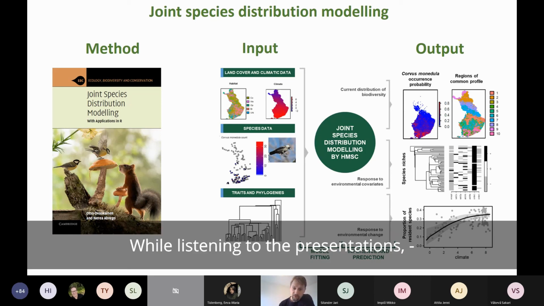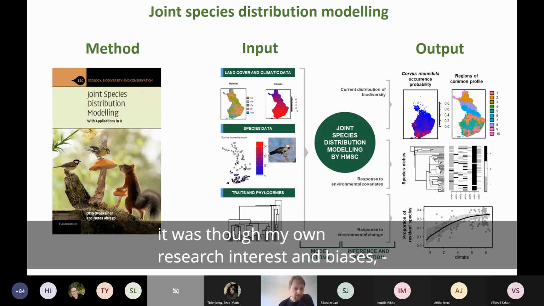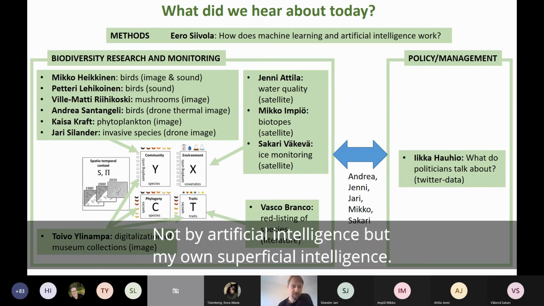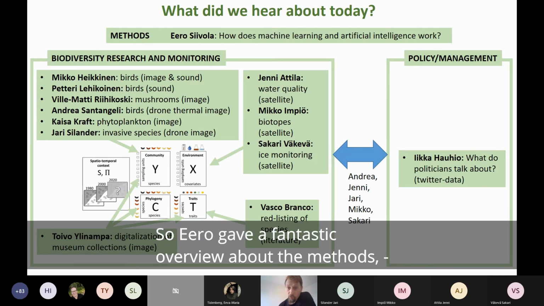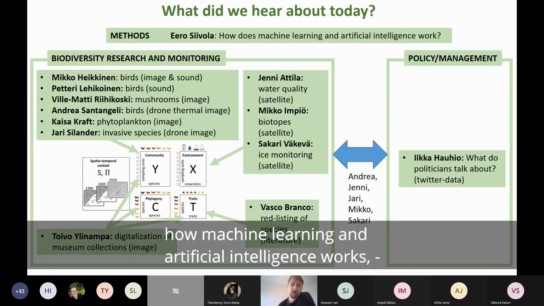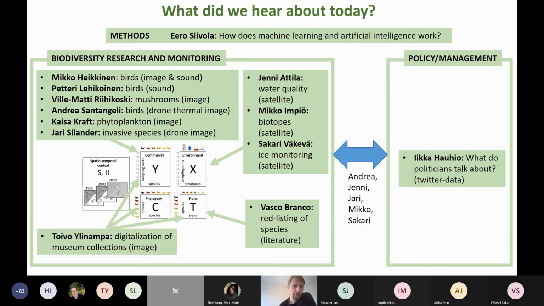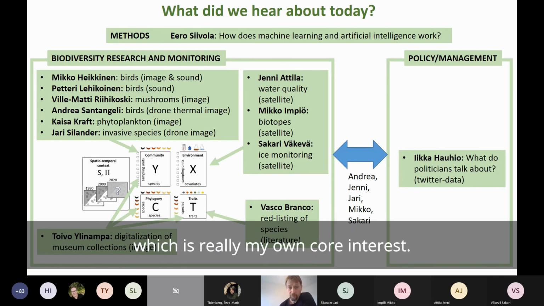So while listening to today's presentations, I was listening through my own research interests and biases, and this is how I classified the talks from today, not by artificial intelligence, but by my own superficial intelligence. So Eero, of course, gave a fantastic overview about the methods, how machine learning and artificial intelligence works. But then almost all of the other talks I put in this box of biodiversity research and monitoring, which is really of my very own core interest.